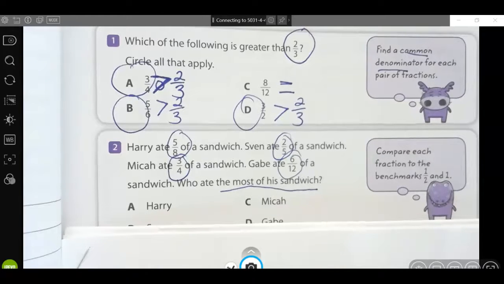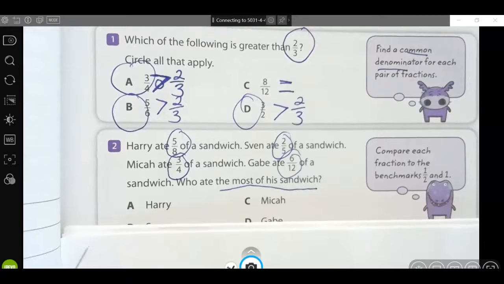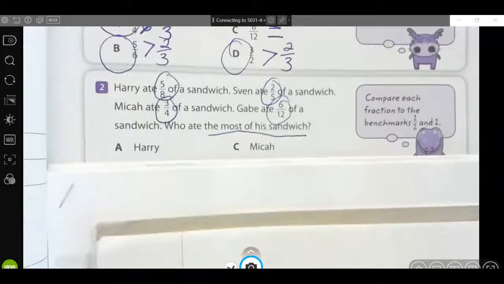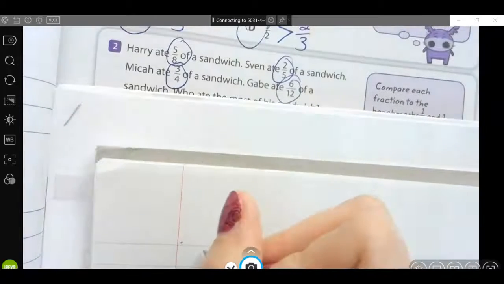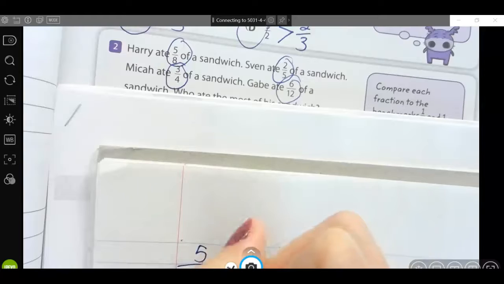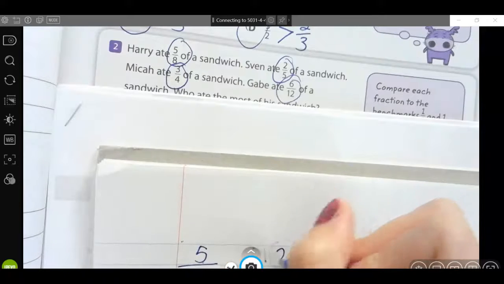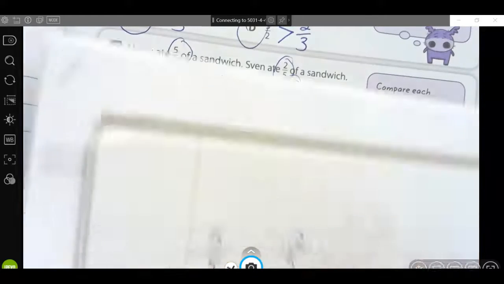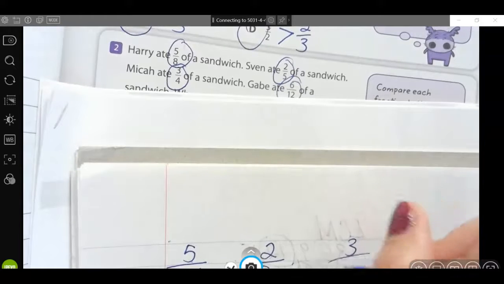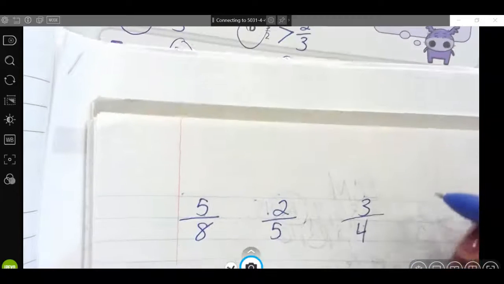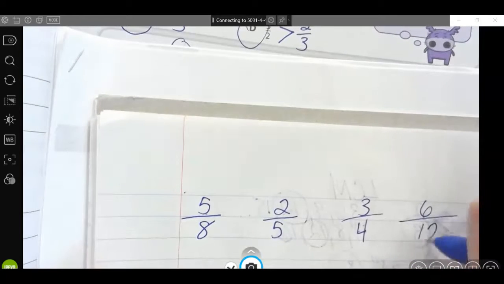This is something that you guys will have to do on the FSA test too. There'll be something where it gives you fractions and it wants you to put them in order. So we're going to take a practice at that. So first, let's write down all of our fractions that the problem gave us. It gave us 5/8. It gave us 2/5. We have 3/4 and 6/12.